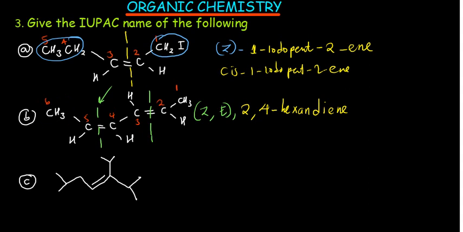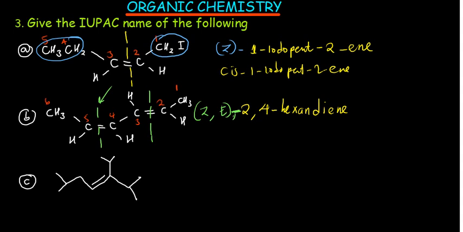Actually here I'm not supposed to put a comma but a dash when I'm separating the E and the 2. So Z comma E dash 2 comma 4 hexane diene. So that is going to be the name for that one.